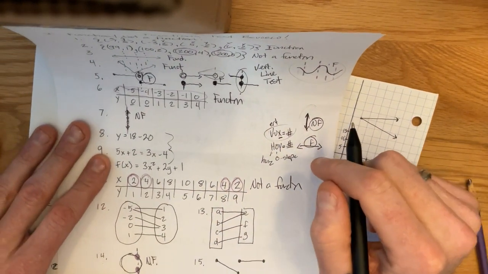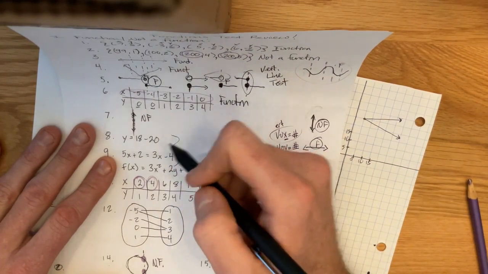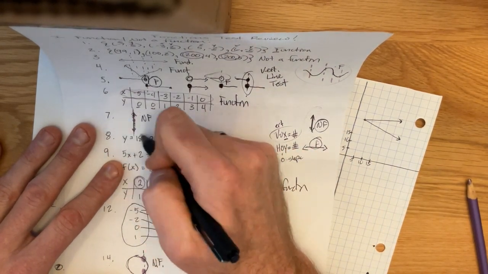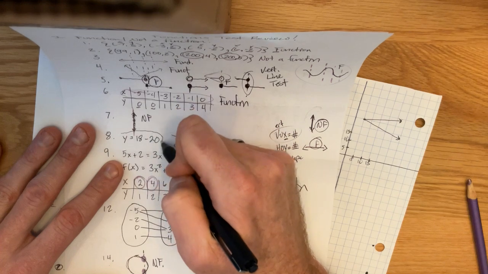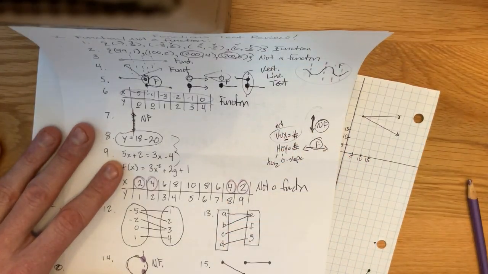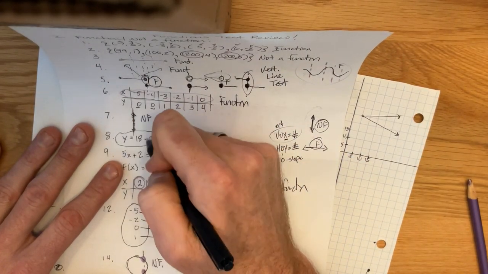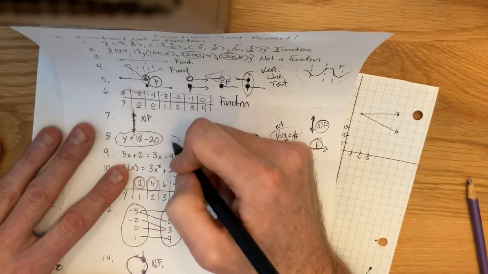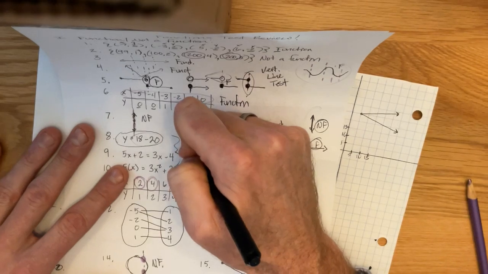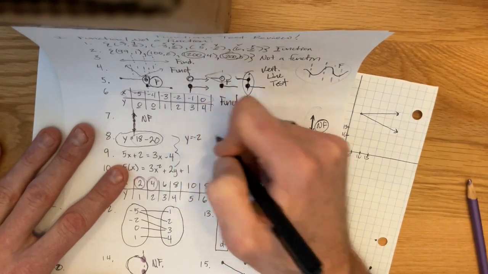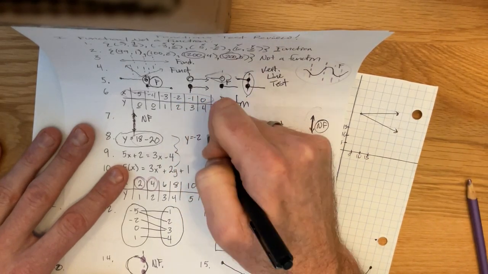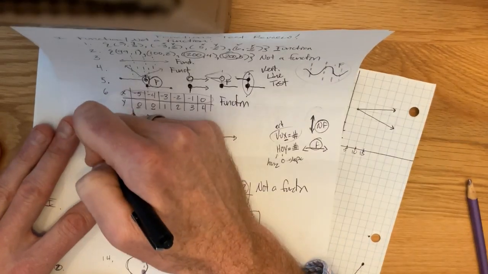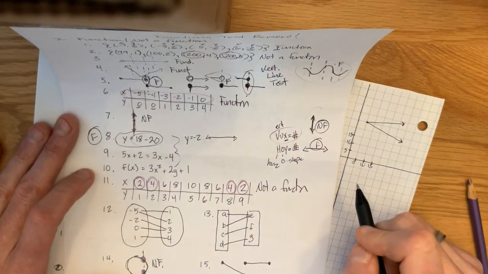You're going to see questions on this test tomorrow where you have like this one, y equals 18 minus 20. Well, it's not just y equals a number, I know, but we can simplify that down to y equals a number, right? We know that that would end up being y equals -2. That is y equals a number. That's a horizontal line, all right? So for that reason, we'd say that that one is a function.